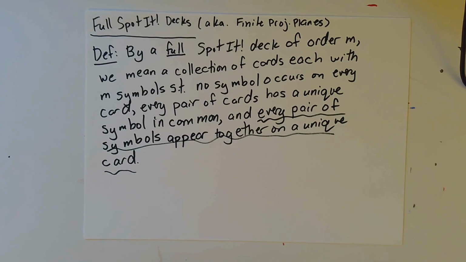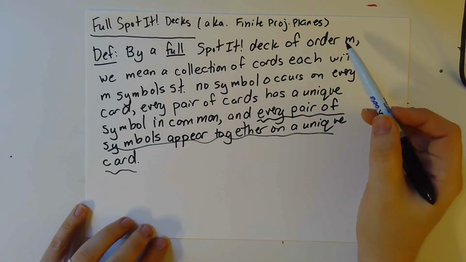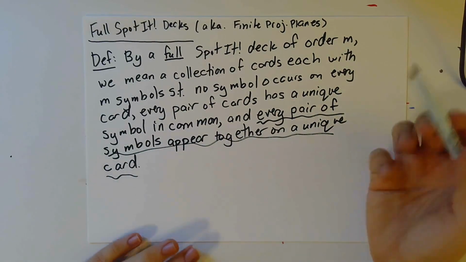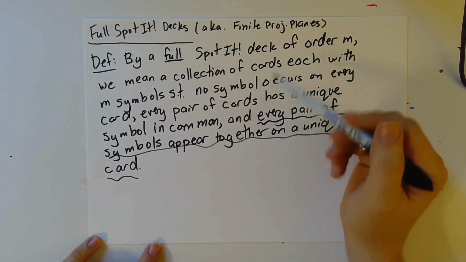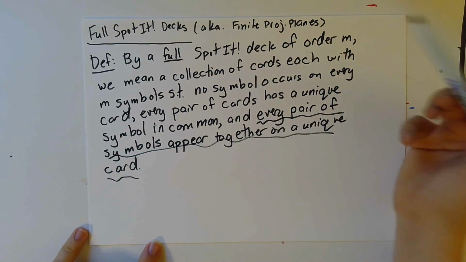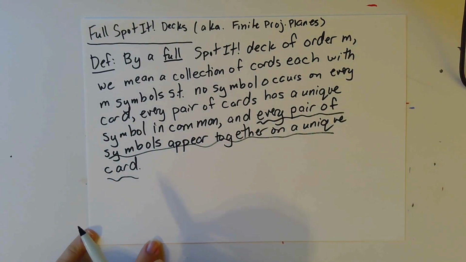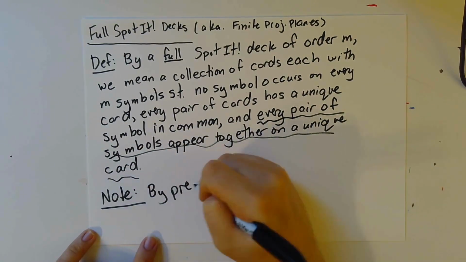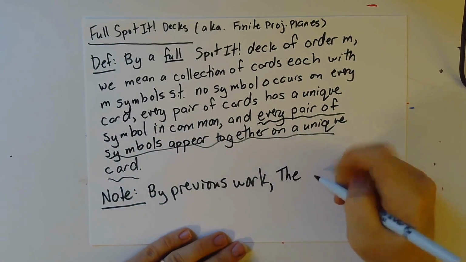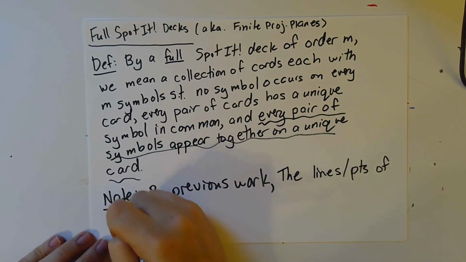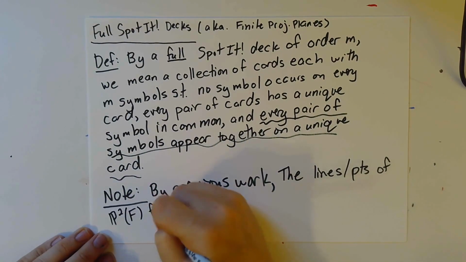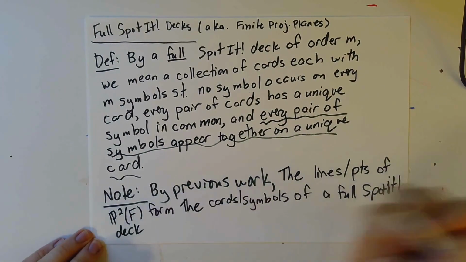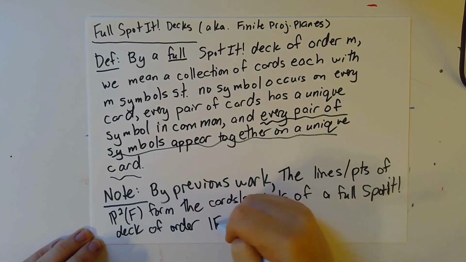So we can ask lots of questions. Namely, in the very first video, I posed the question, what's special about the number 8? Well, we know how to construct, by our argument from before, full Spot-It decks for every M where M-1 is a prime power. So, note, by previous work, the lines and points of P2F form the cards and symbols of a full Spot-It deck of order size of F plus 1.